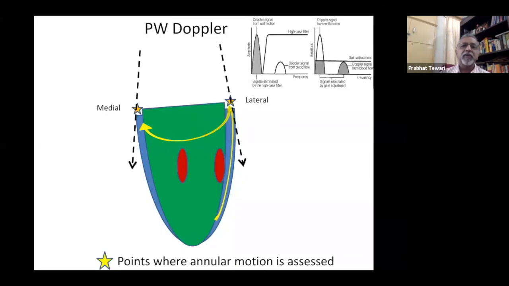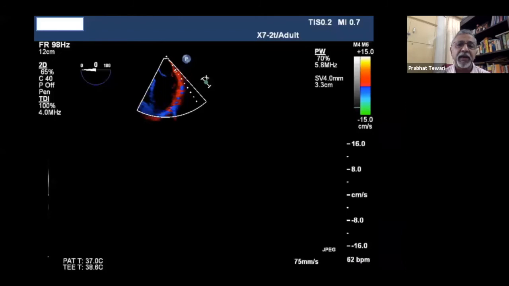We all know that we measure at the annulus, lateral and the medial annulus, and the machine puts up certain filters so that it actually looks at the amplitudes and takes away the maximum, the frequencies, gain adjustment is there. And then annular motion is, because it is Doppler, so you have to be very careful that it has to be in the line. That is what's important, means it has to be parallel oriented.